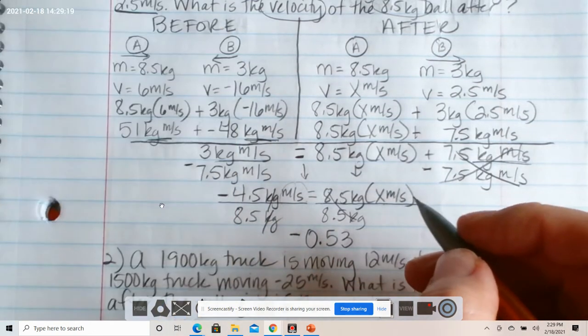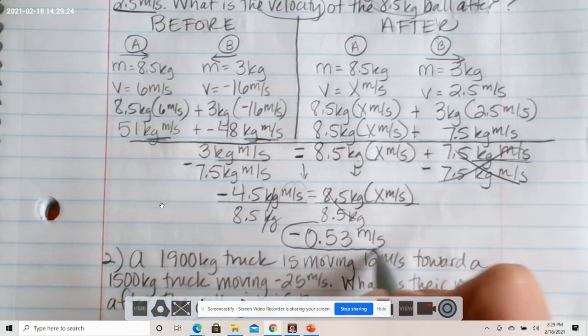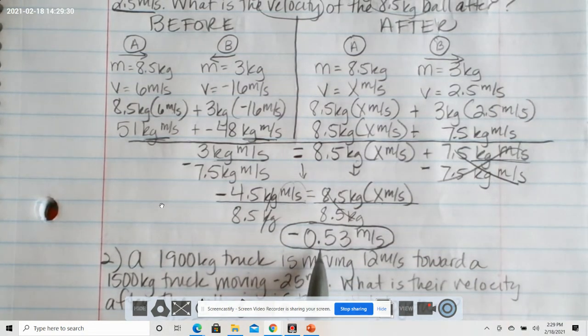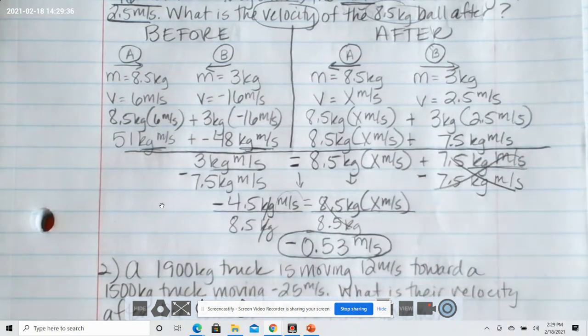So my answer is going to be, the velocity, negative 0.53 meters per second. So which direction did ball A go after? If it's a negative, it had to go to the left. So ball A moved away to the left.